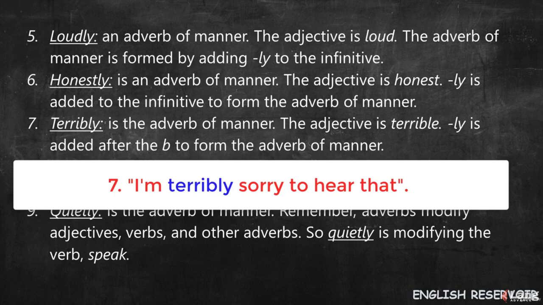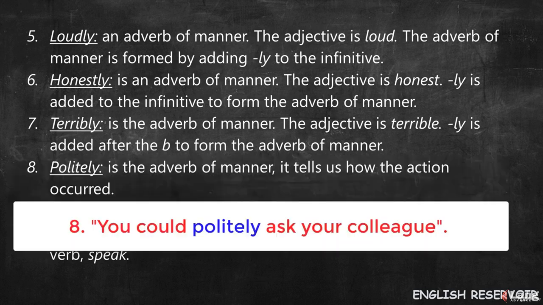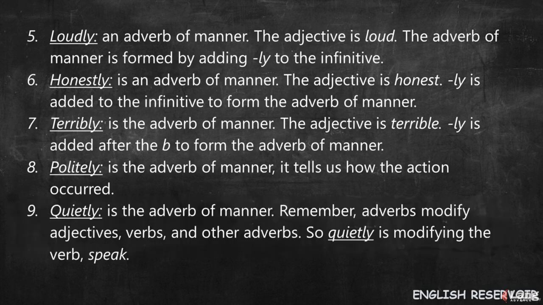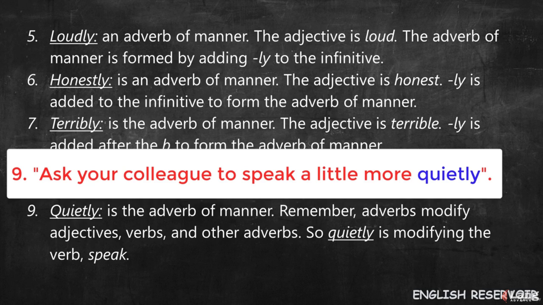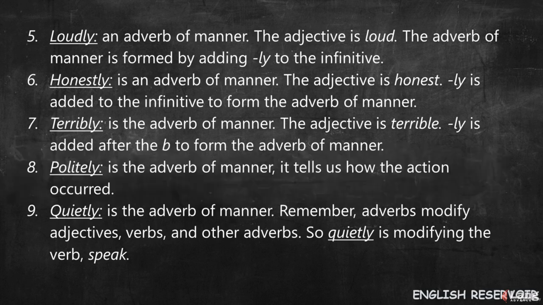7. Terribly is the adverb of manner. The adjective is terrible. ly is added after the e to form the adverb of manner. 8. Politely is the adverb of manner. It tells us how the action occurred. 9. Quietly is the adverb of manner. Remember, adverbs modify adjectives, verbs, and other adverbs. So quietly is modifying the verb speak, which is the verb.